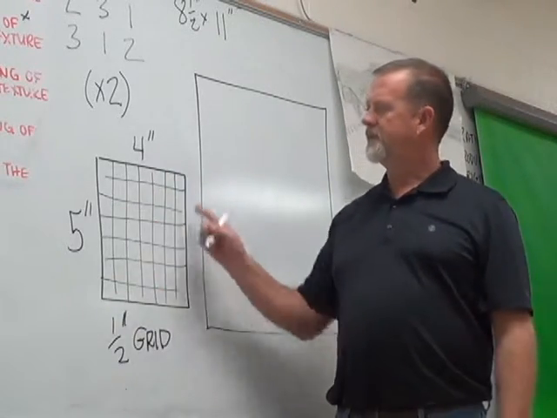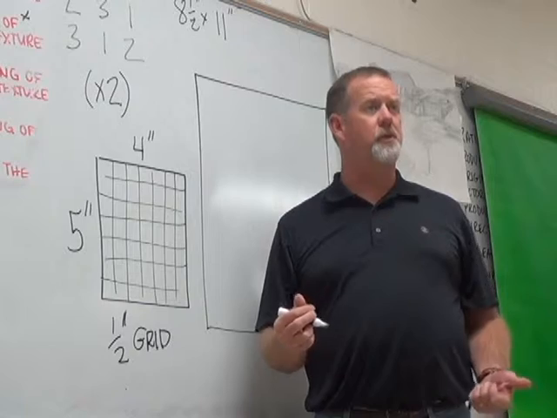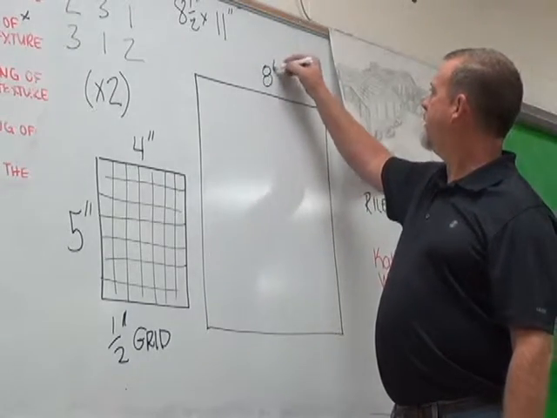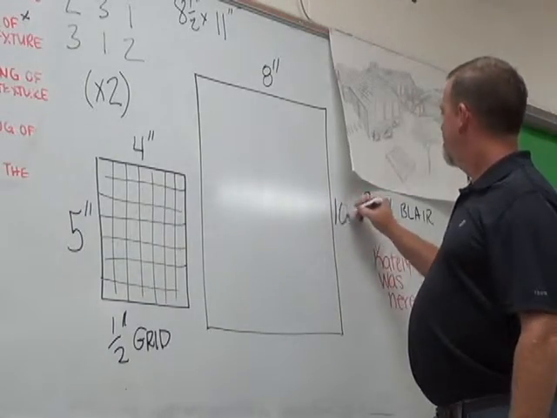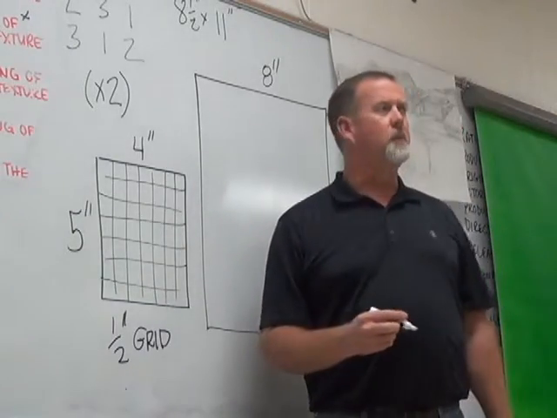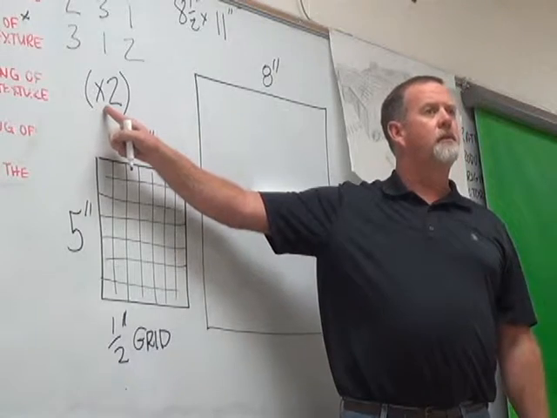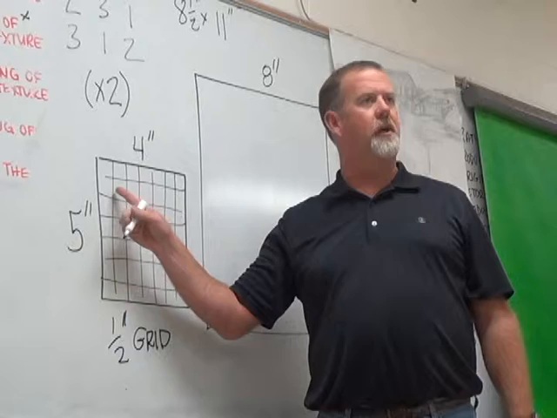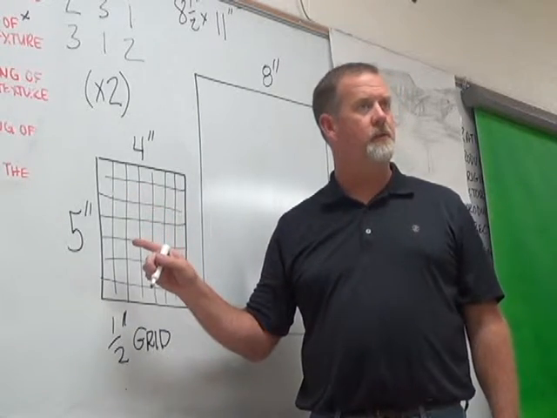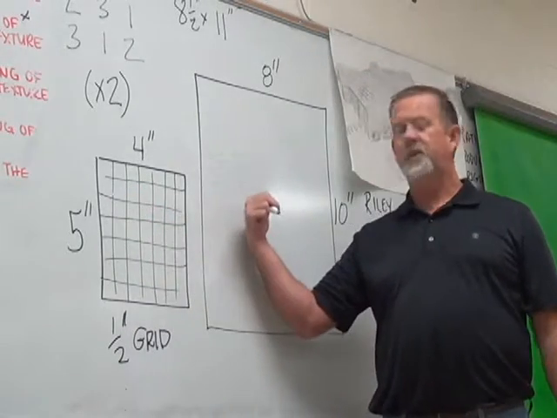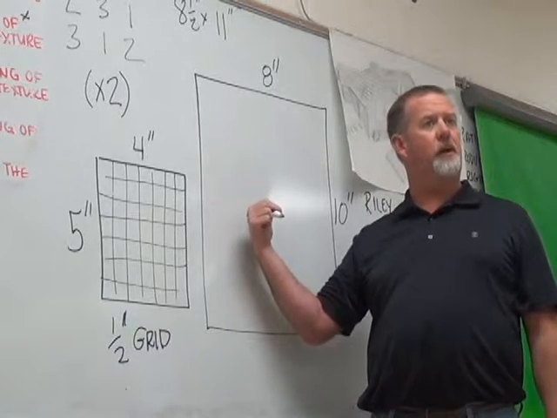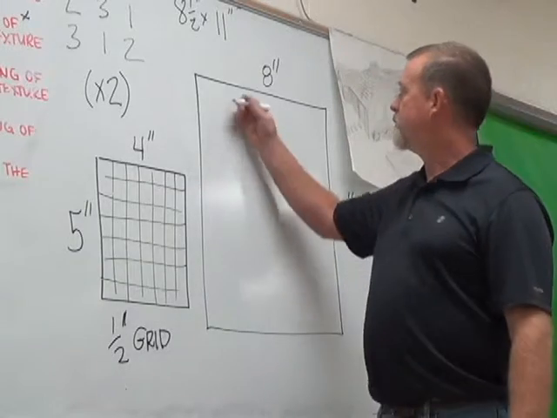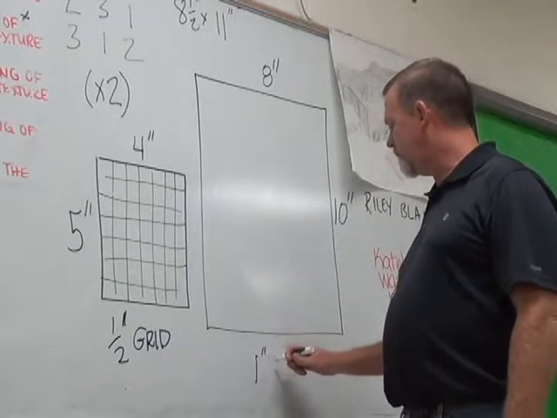This shape is 4 by 5. We scale it times 2. What does that become? 8 by 10. So now my paper over here is 8 inches by 10 inches, and we multiplied that times 2. So if we have 1/2 inch grid squares on this one, what size would the grid squares change to be here? 1 inch, because we doubled their size, right? So over here we have a 1 inch grid.